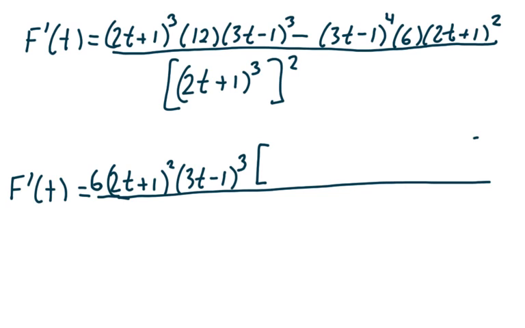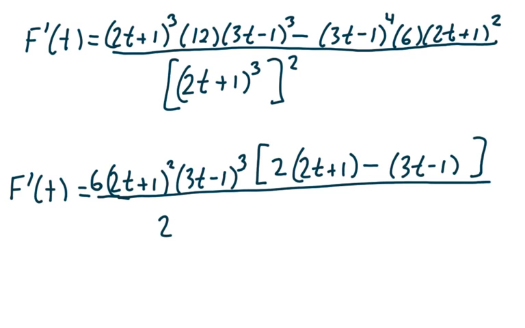Now, the question becomes, what's left over? Now, I didn't use up all the 2t plus 1s, so I do know I have a 2t plus 1 left. And then 6 goes into 12 2 times, right? So I'm going to write that. I'm going to go minus, and then I factored out a 3t minus 1 to the third, so I do know I have a 3t minus 1 left over. So I'm going to put 3t minus 1 in parentheses. And I'm going to take that whole thing and divide by 2t plus 1 raised to the 6th power.